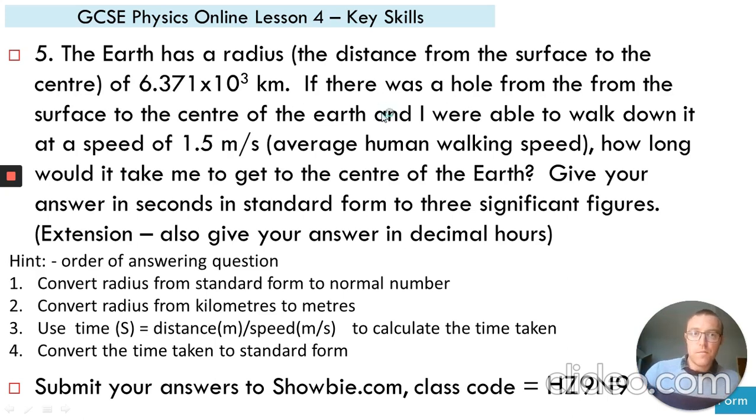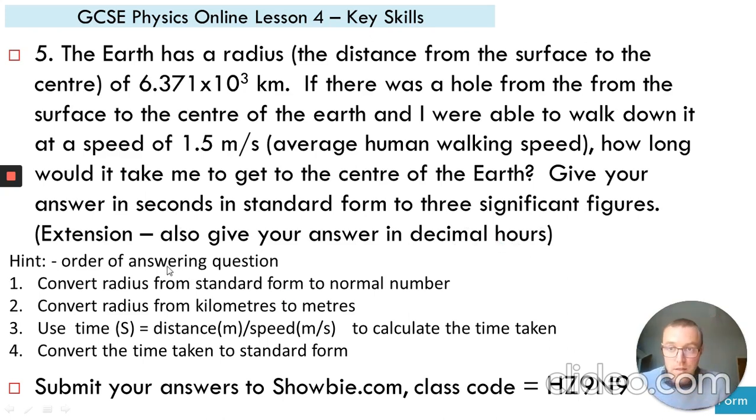If there was a hole from the surface to the centre of the Earth, and I were able to walk down it at a speed of 1.5 meters per second, that's the average human walking speed, how long would it take me to get to the centre of the Earth? Give your answer in seconds, in standard form, to 3 significant figures. And extension, if you like, if you've done that, then have a go giving your answer in decimal hours.